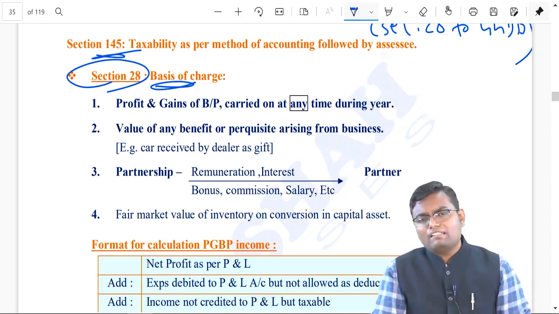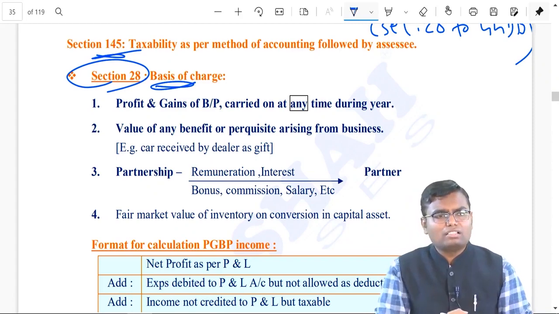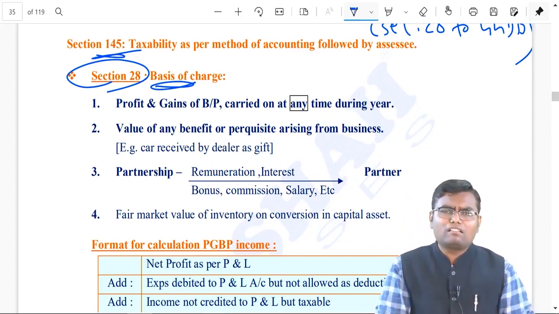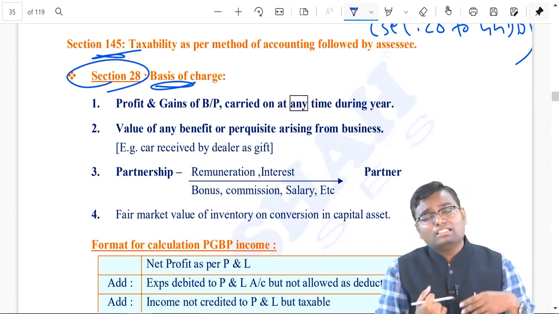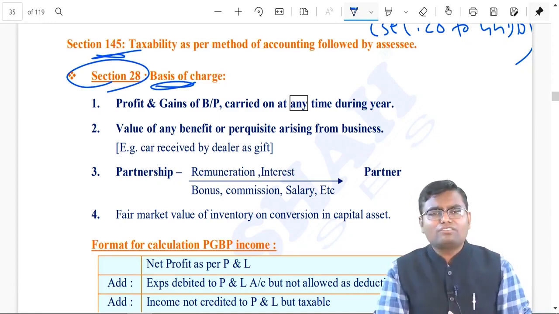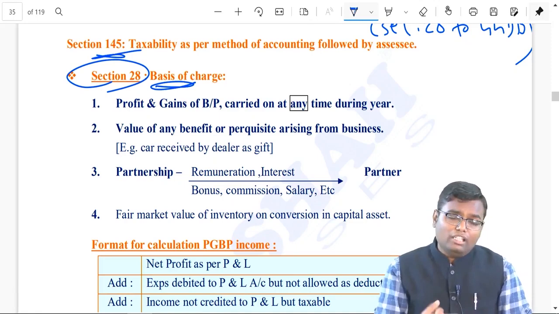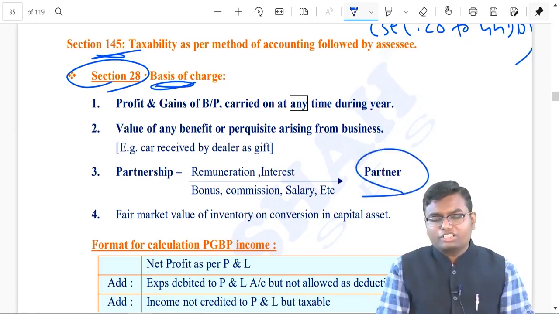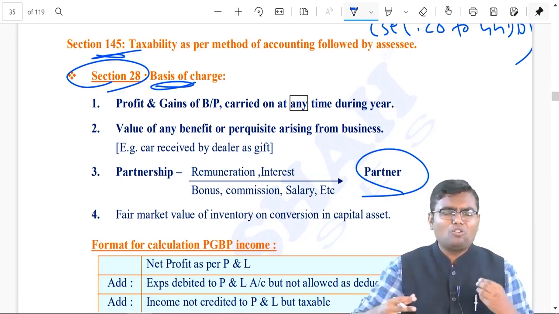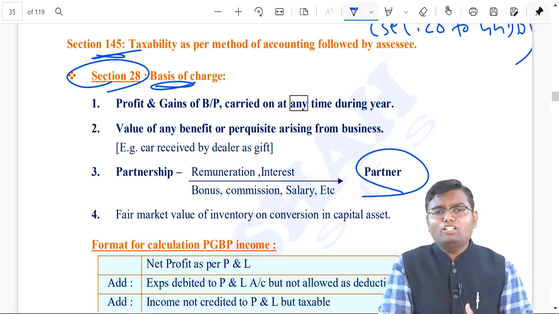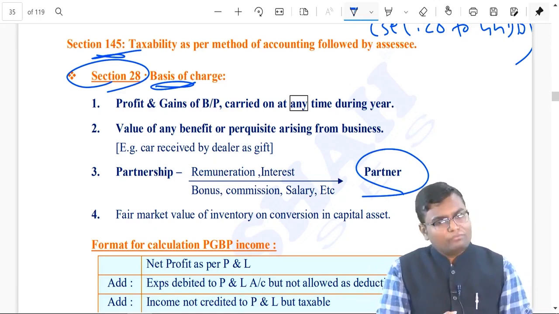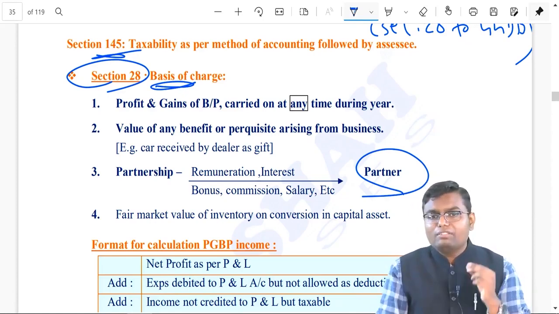Number two, if during the business you receive any kind of benefit, perquisite, etc. Like you are doing a business and you are receiving a gift from the customer, some kind of asset from the customer without any charges, then the market value of that asset will always be taxable under the head PGBP. Then if you are a partner in any kind of partnership firm, you are getting profit, interest, remuneration, bonus, commission, so on and so forth.